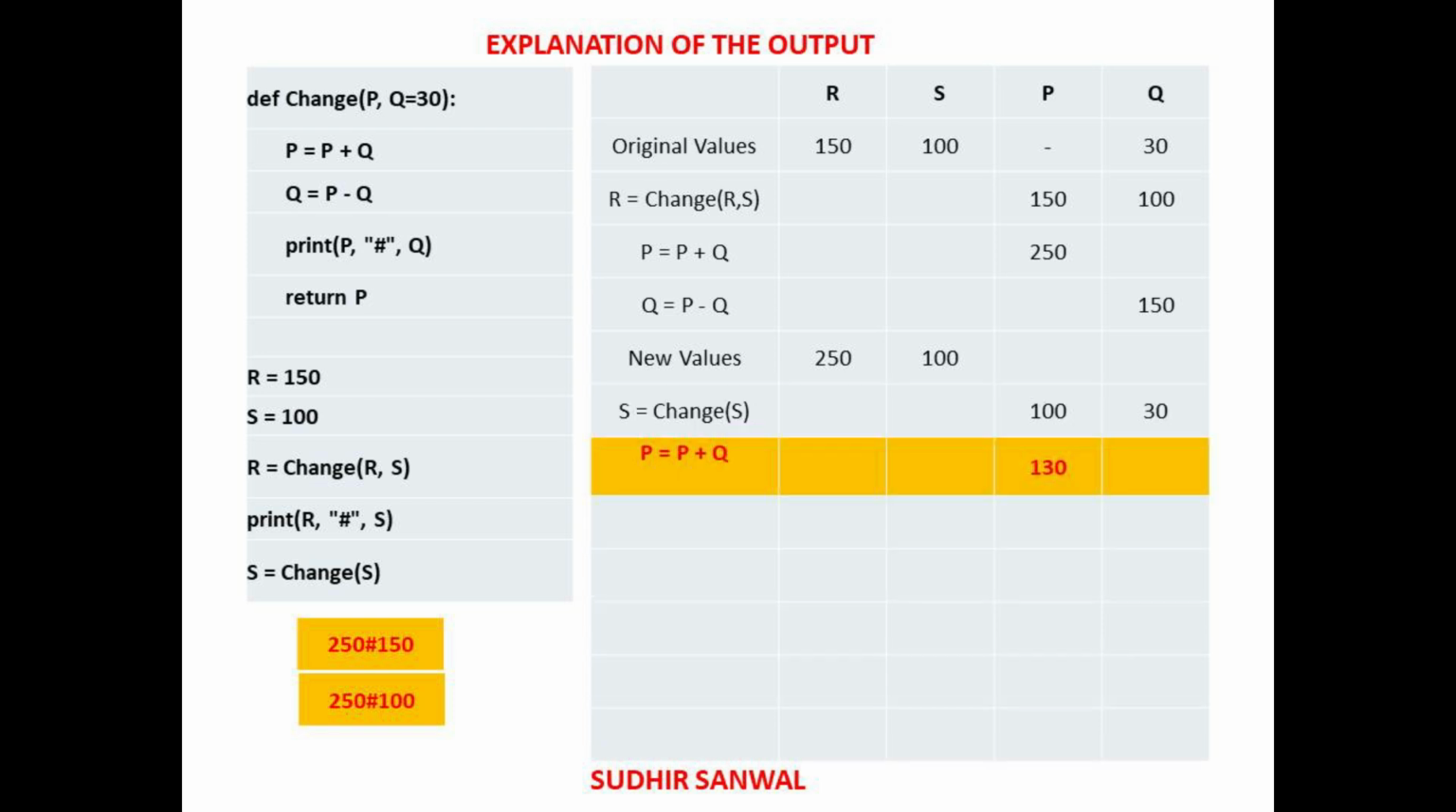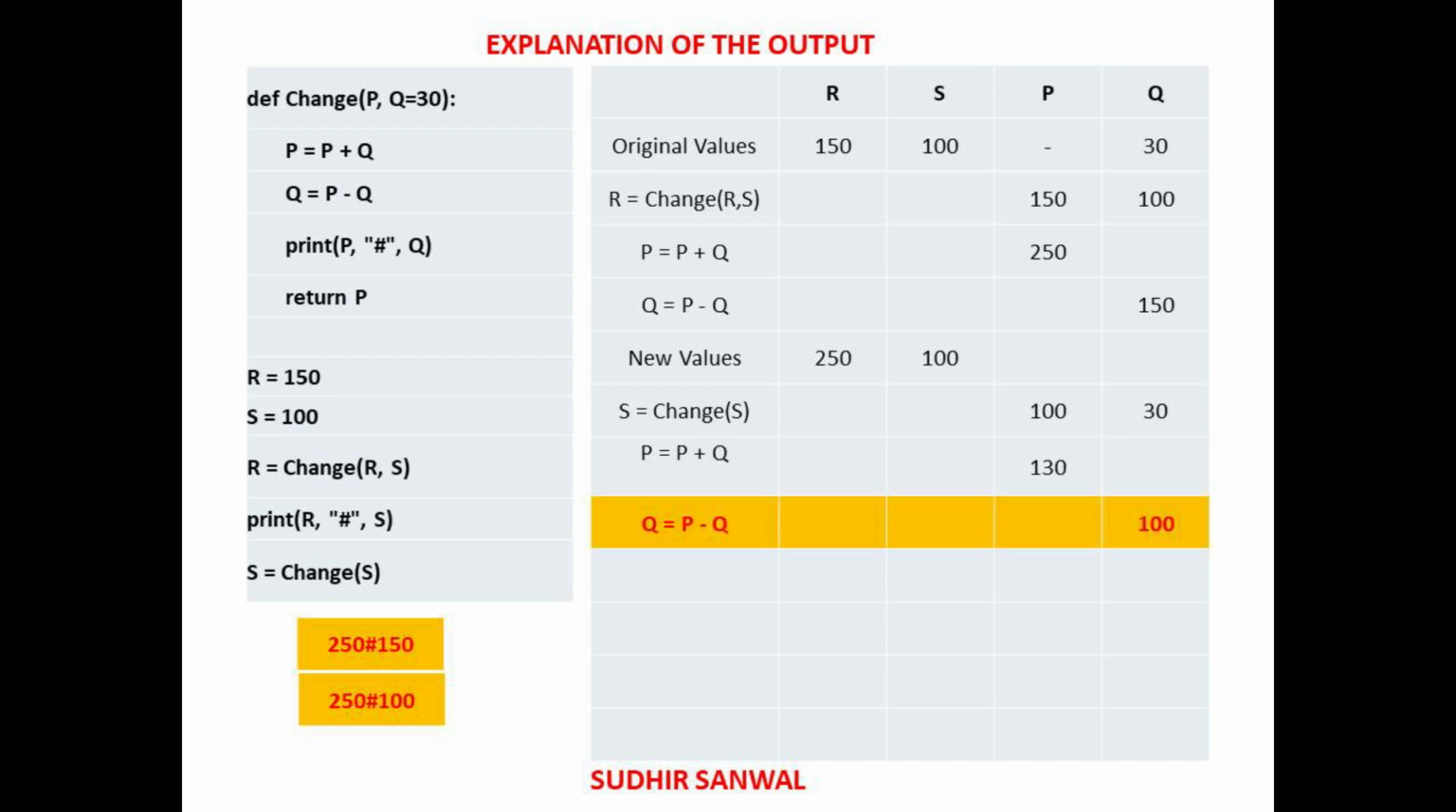Again the same thing, P is equal to P plus Q, that is 100 plus 30, which is 130. The second statement says Q is equal to P minus Q. So the value of P is 130 and the value of Q is 30. So 130 minus 30 is 100. So we have printed the values P hash Q, which is 130 hash 100.